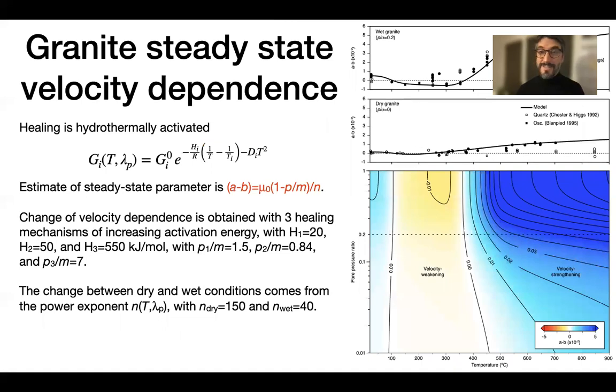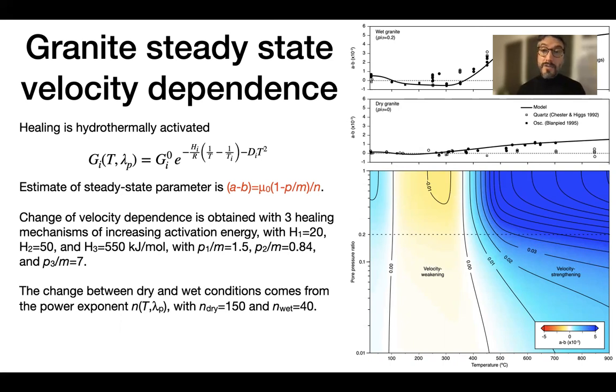Next, we consider the steady state velocity dependence of friction as a function of temperature and fluid content. Again, for a single healing mechanism, the steady state frictional parameters A minus B are simply a function of the evolution law parameters P and M and the power exponent N. So in reality, when you have several healing mechanisms, we cannot simply use that equation, but it guides our investigation. And we find the effective steady state dependence numerically.